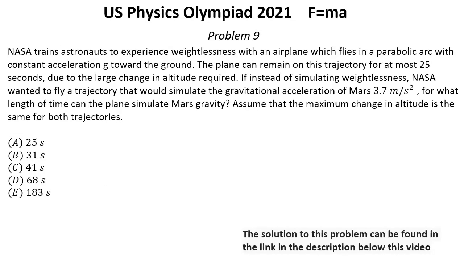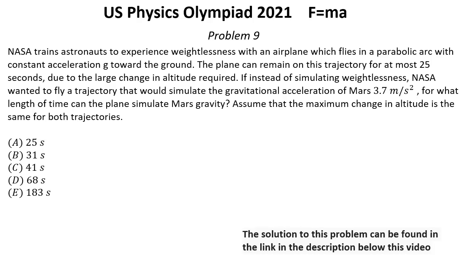Problem number 9. NASA trains astronauts to experience weightlessness with an airplane which flies in a parabolic arc with a constant acceleration g downward toward the ground. The plane can remain on this trajectory for at most 25 seconds due to the large change in altitude required. If instead of simulating weightlessness, NASA wanted to fly a trajectory that would simulate the gravitational acceleration of Mars, 3.7 meters per second squared, for what length of time can the plane simulate Mars gravity? Assume that the maximum change in altitude is the same for both trajectories.